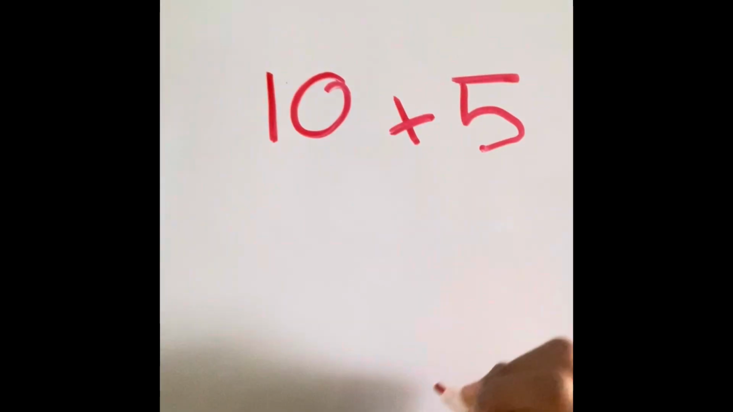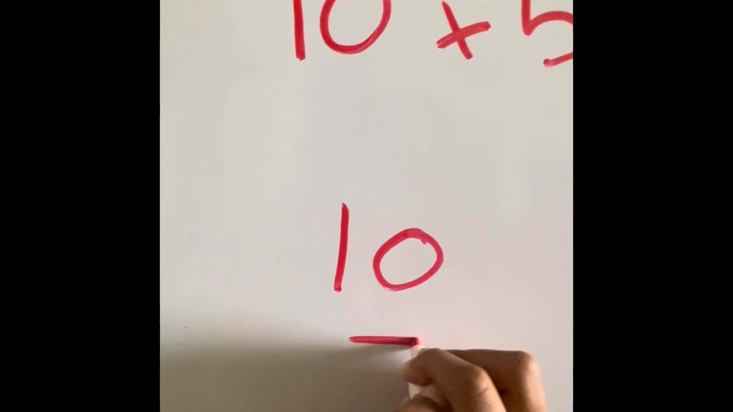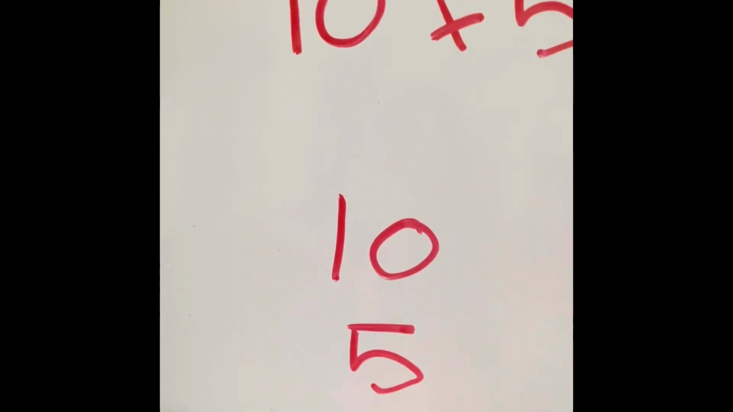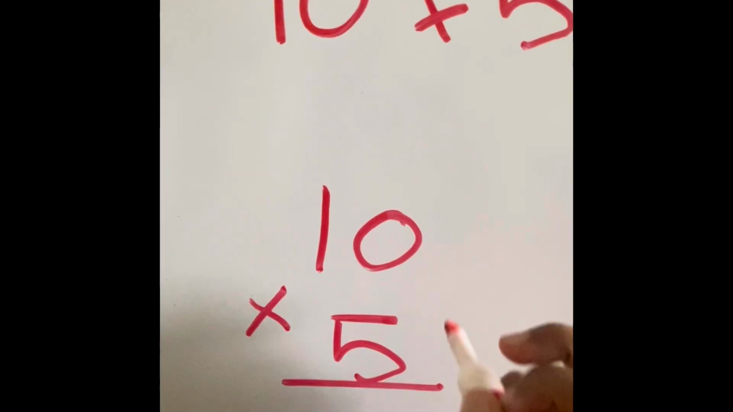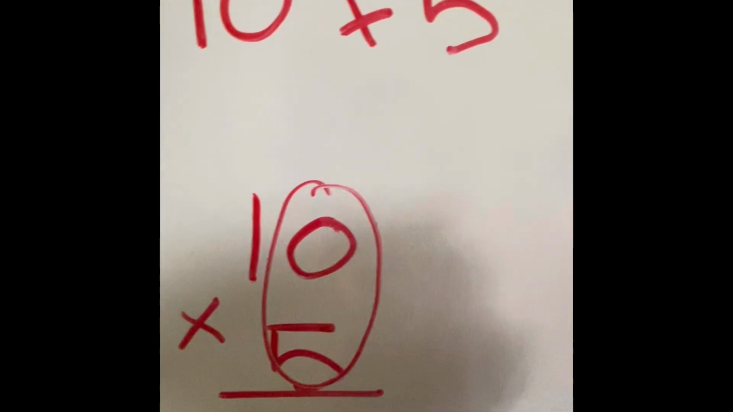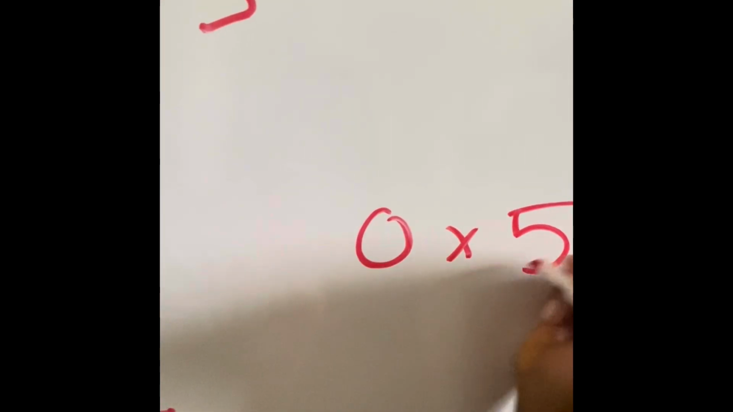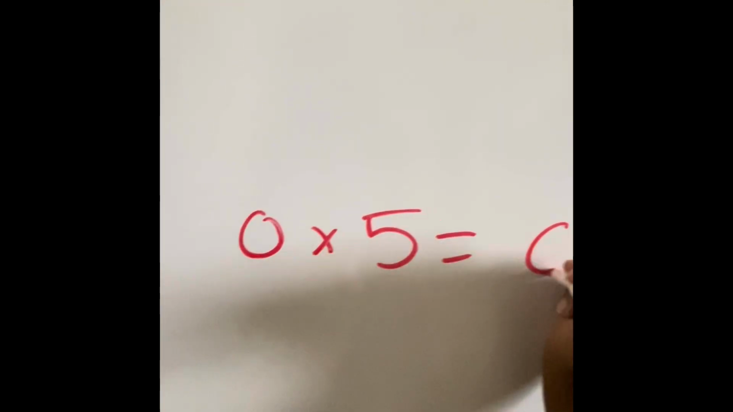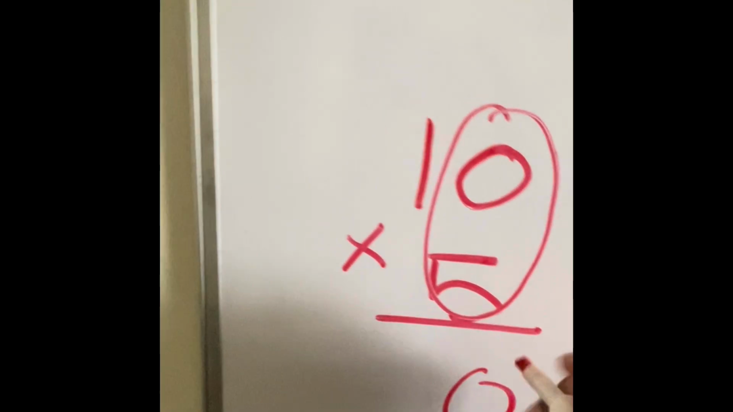The first problem is 10 times 5. So you write 10 times 5 as an expression. To solve the problem, the 10 goes on the top and the 5 goes on the bottom. So first you have to multiply 5 times 0, which is 0, because any number times 0 is 0. So you add the 0 right below that.